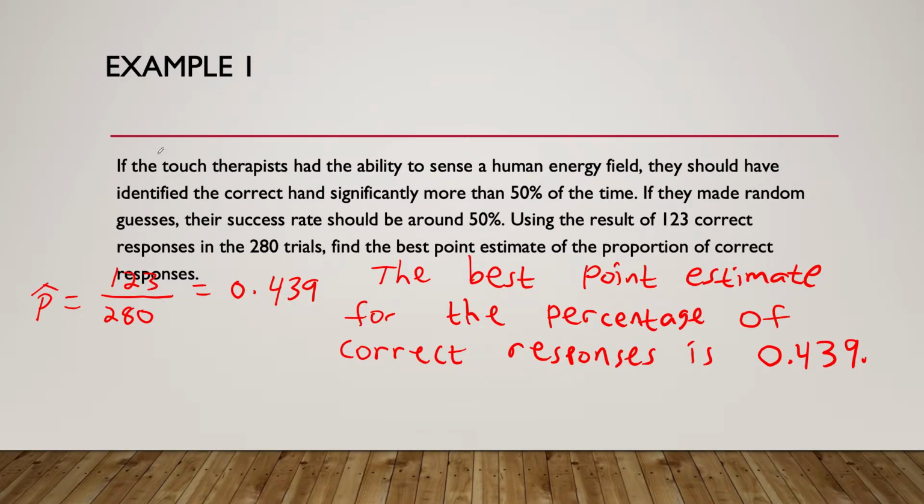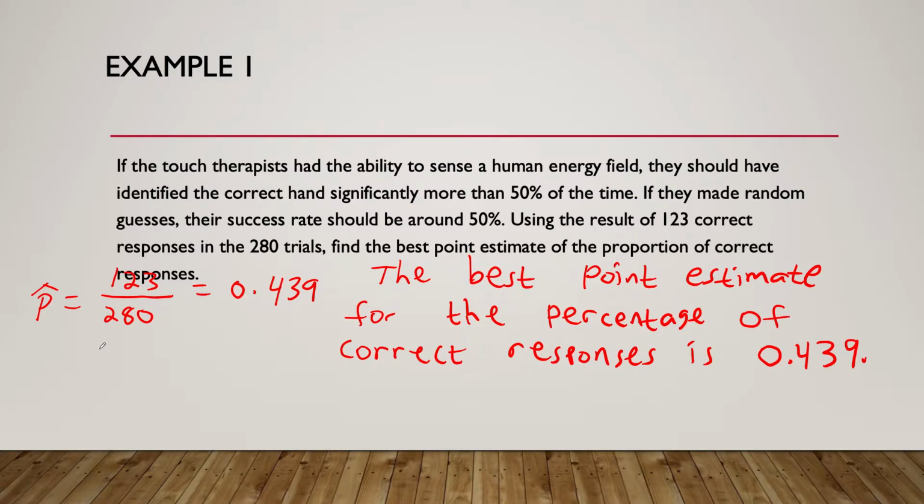So for example, if the touch therapists had the ability to sense a human energy field, they should have identified the correct hand significantly more than 50% of the time. If they made random guesses, their success rate should be around 50%.